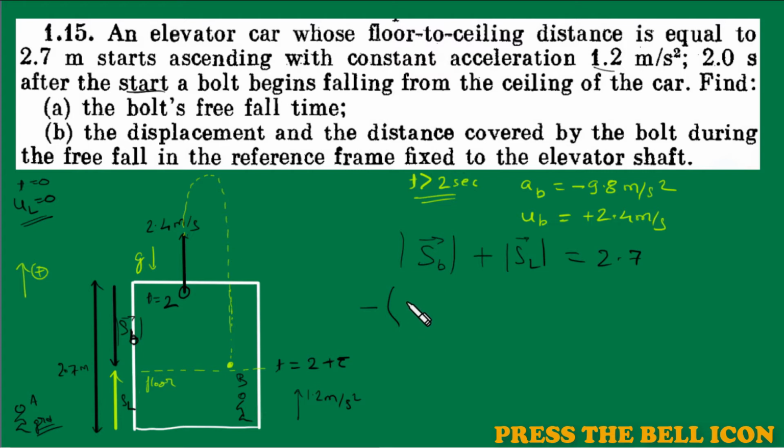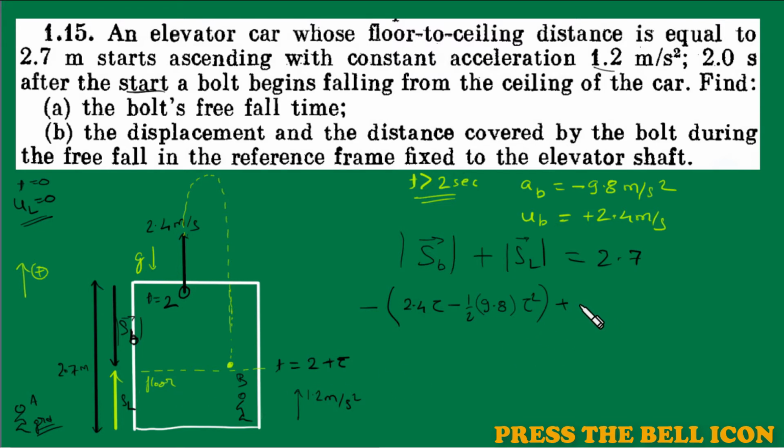I will write ut plus half a t square. U is 2.4 into tau minus half into g, g is 9.8, into tau square. We write tau here, not t, because in this equation we always write the time interval, right? Now this is the displacement of the lift. We know that the displacement of the lift is in the upward direction, so we don't need to put any minus sign outside because it is already positive.